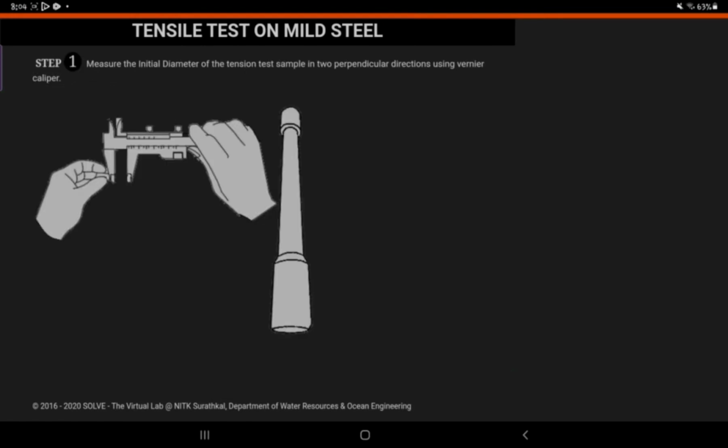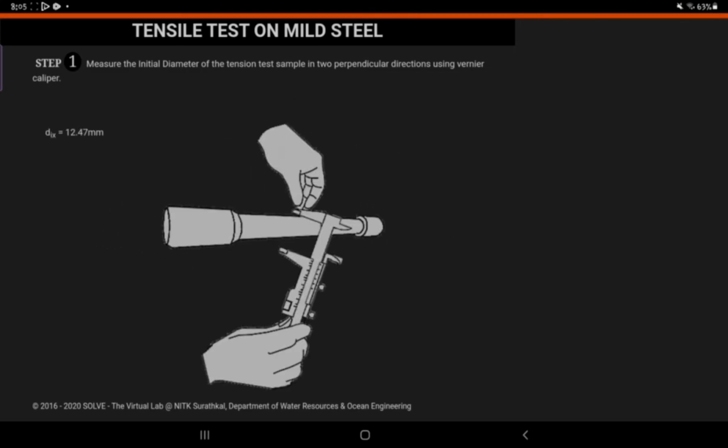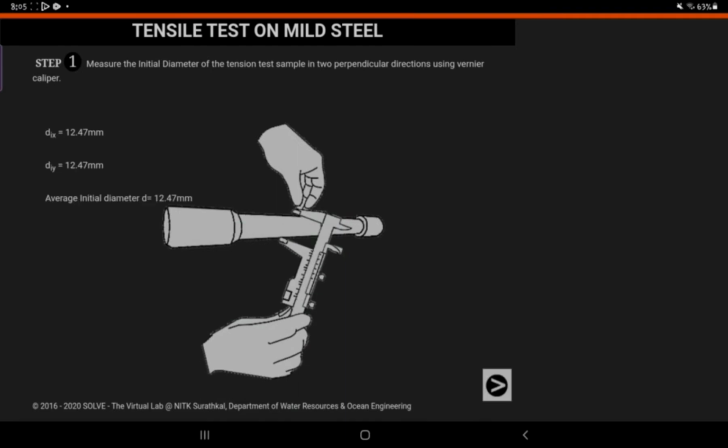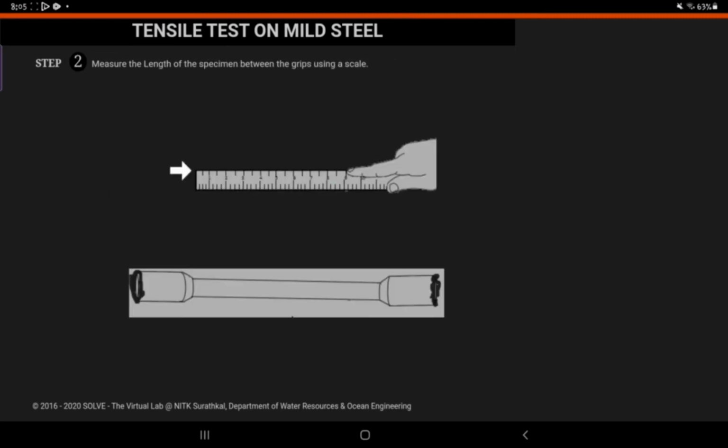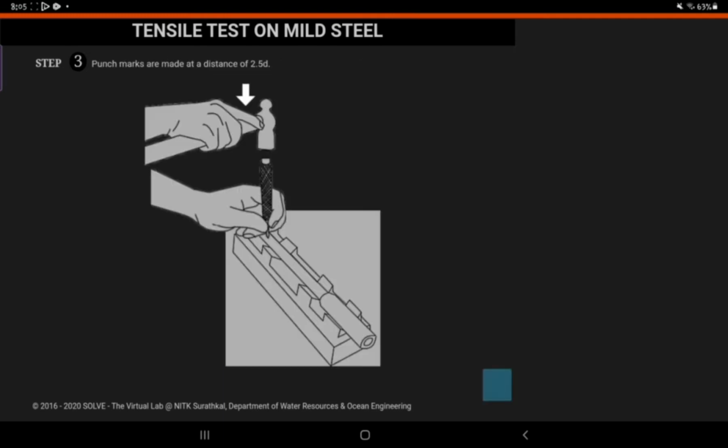So first step is measure the initial diameter of the extension sample in perpendicular direction using vernier caliper. It equals to 12.47 mm. Average initial diameter is 12.47 mm. And then step 2 is measure the length of the specimen between the grips using a scale. It equals to 230 mm.